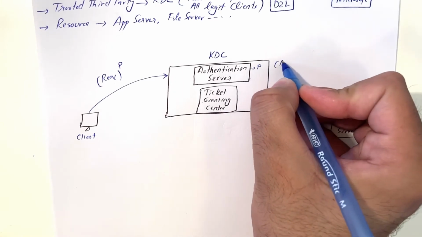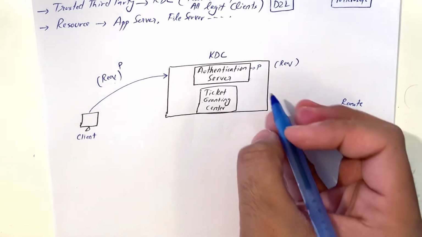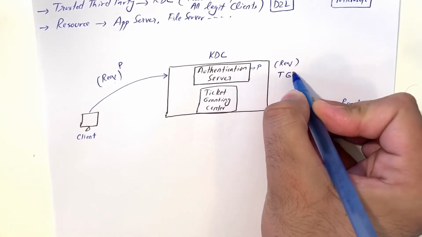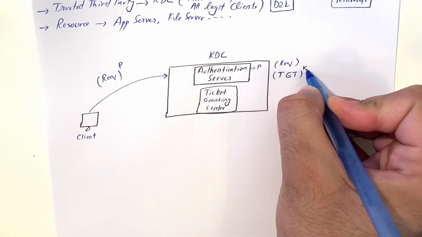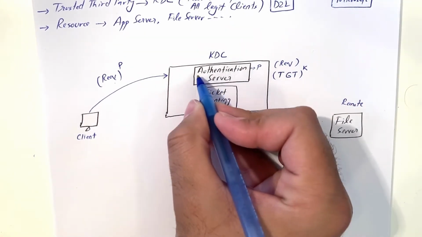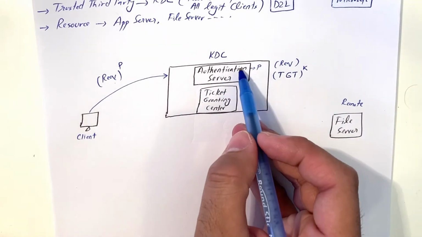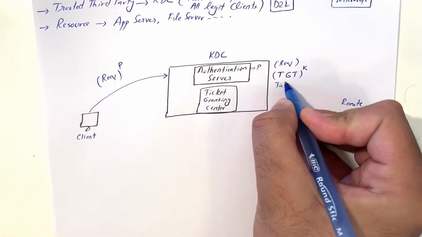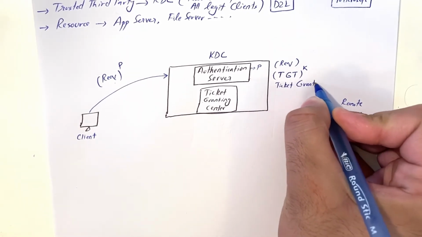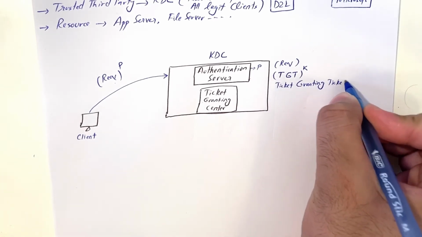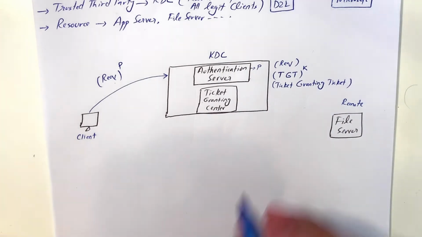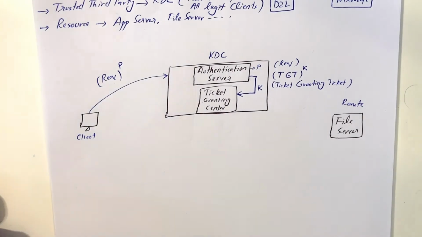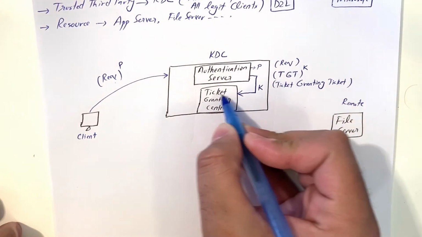After unveiling your request, the authentication server will create a TGT, ticket granting ticket, and encrypt it with a secret key which is unknown to you, which is only known to the KDC. So the KDC has created a TGT, ticket granting ticket. Let me write it down. Ticket granting ticket, which is encrypted with a secret key K, which is only known to the authentication server, and the authentication server will forward this K to the ticket granting center.